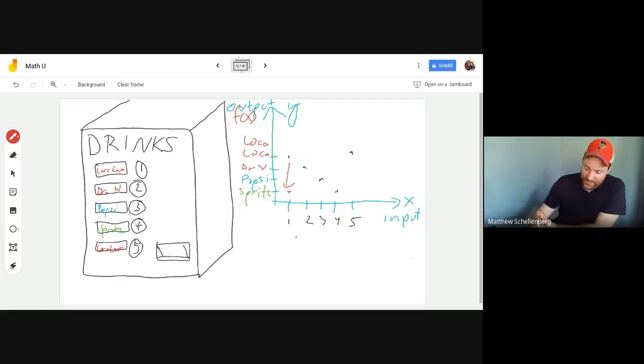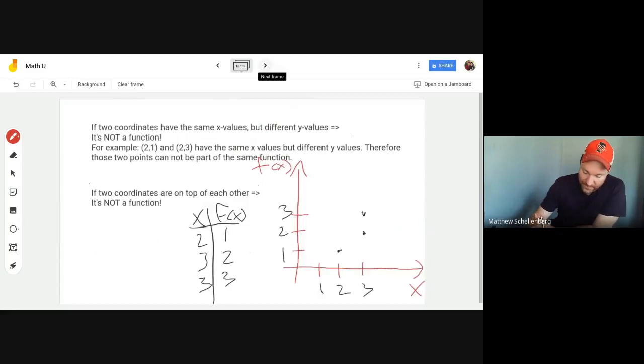Okay, what's my takeaway? The takeaway is if two coordinates have the same x values but different y values, it's not a function. So let's look at this graph down below here. We have 3 dots, at (2, 1), at (3, 2), and at (3, 3). But what we notice here is that these two dots right here are on top of each other.